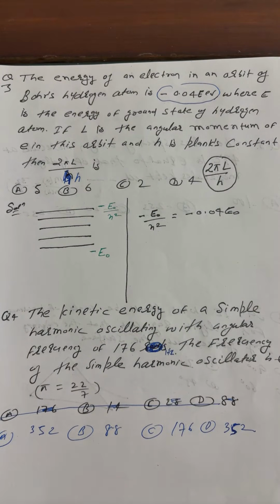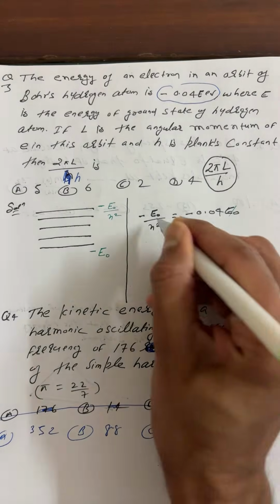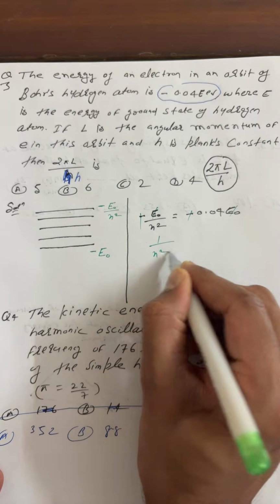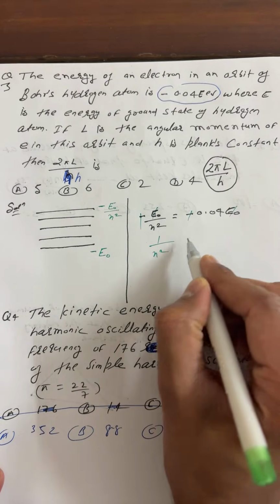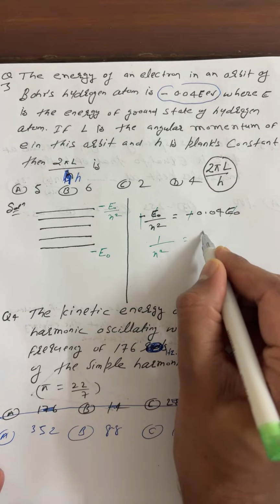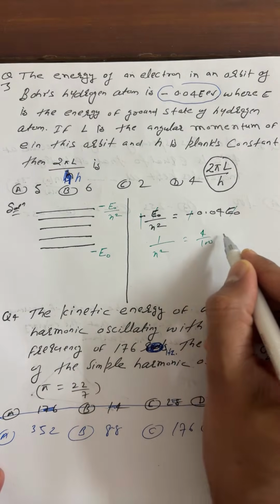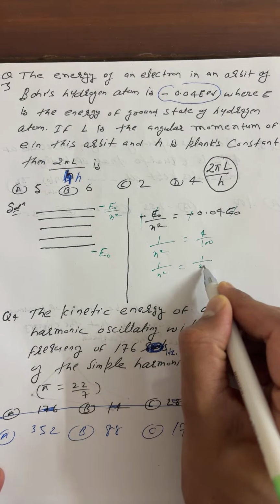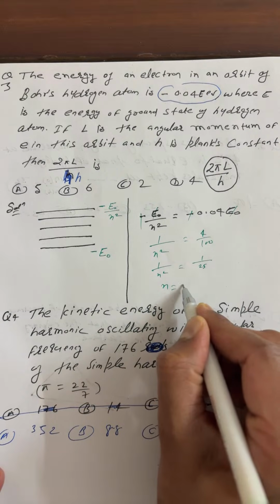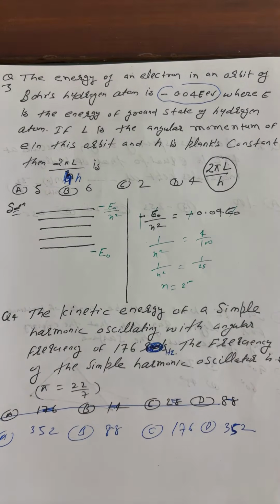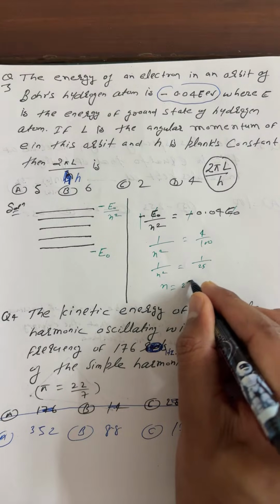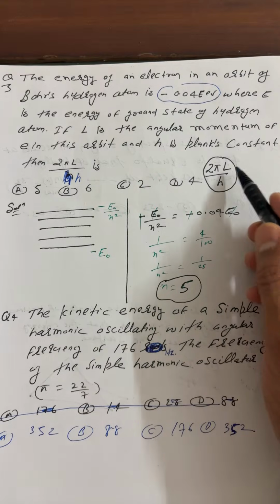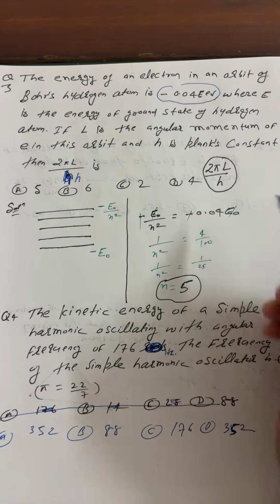Now, students, for this condition, you can cancel E naught and the minus signs. You can take this as n square. Moving two decimals down, you can write this as 4 by 100. So 1 by n square is 1 by 25. So n equals 5. But this is not our answer. What they ask is 2 pi L upon h. We have to find this one.